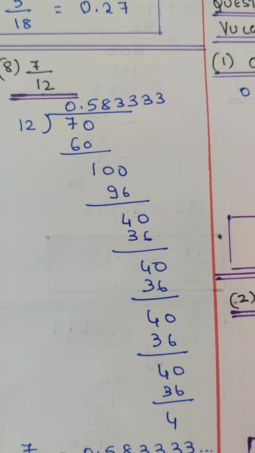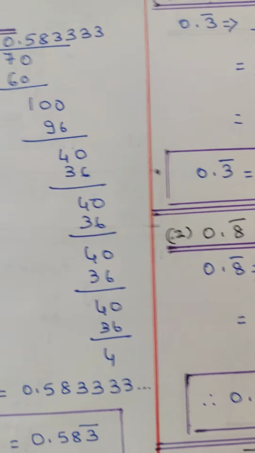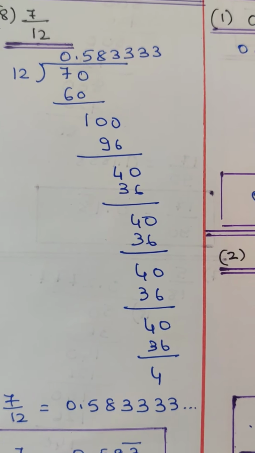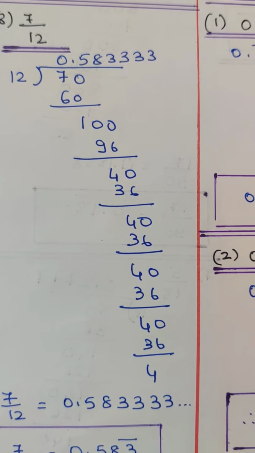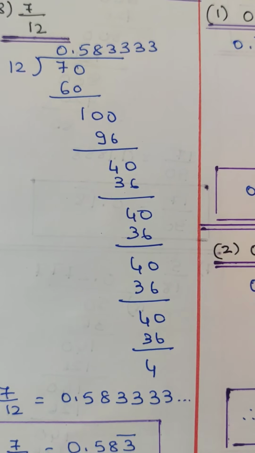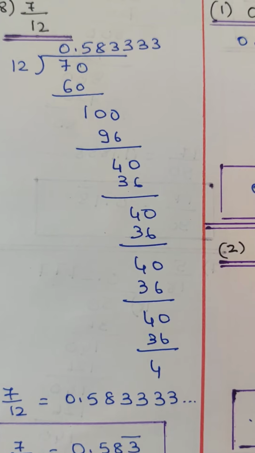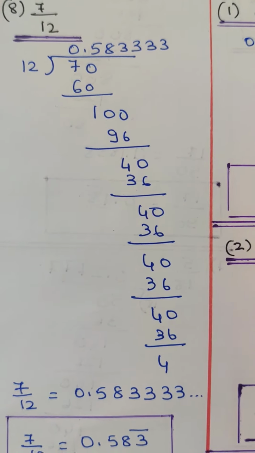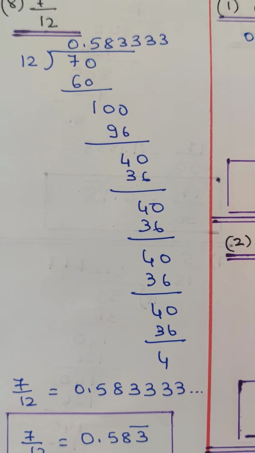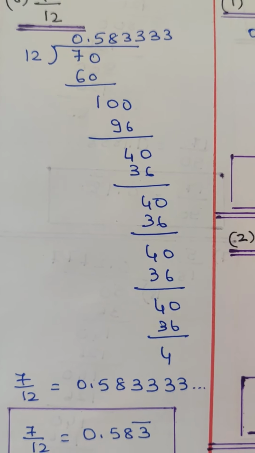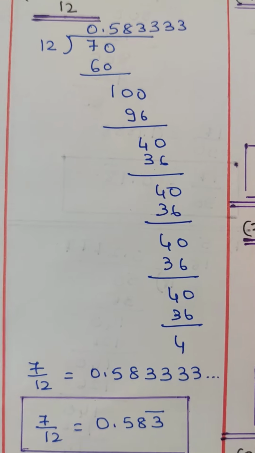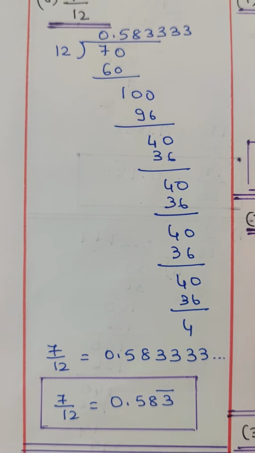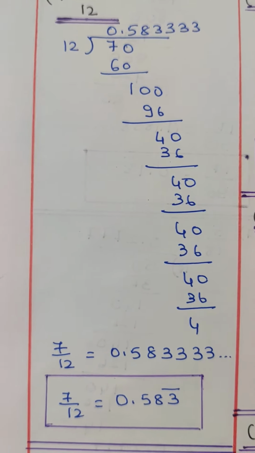Now the 8th sum, 7 by 12. Again you put a point in the quotient, it becomes 70. 12 5s are 60, and 10 is the remainder. You put a 0. 12 8s are 96, and 4 is the remainder. 12 3s are 36, and again 4 is the remainder, and this goes on. So 3 will be recurring. So 7 by 12 is equal to 0.583333 infinite time. Therefore 7 by 12 is equal to 0.58, and I just put a bar on 3. Hope this is clear.